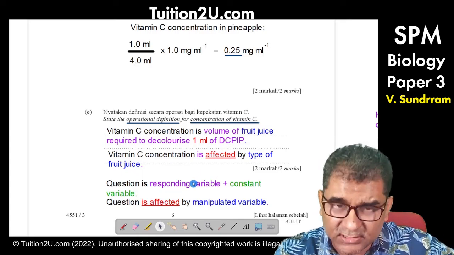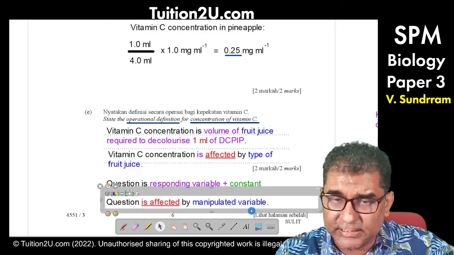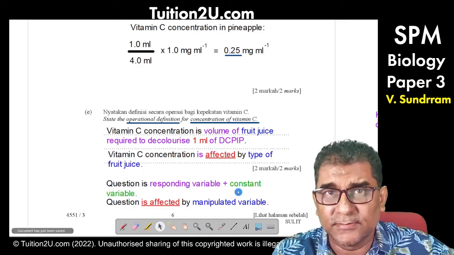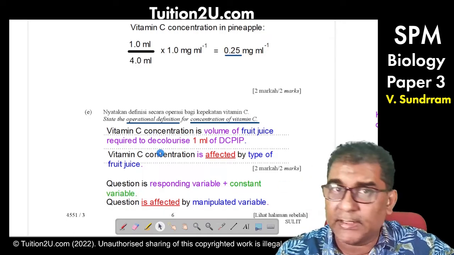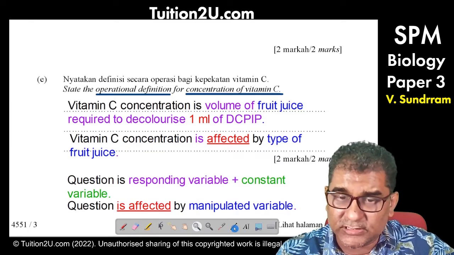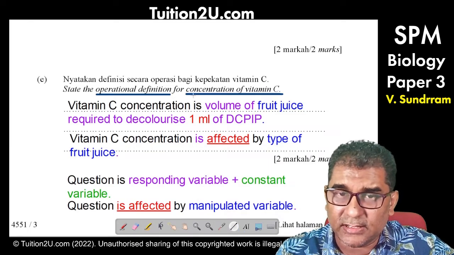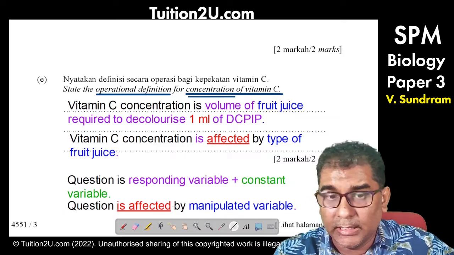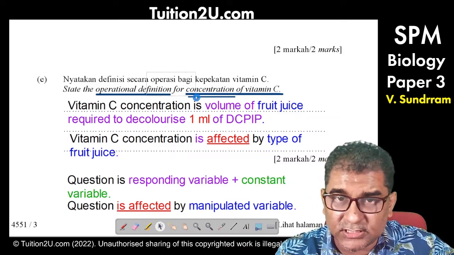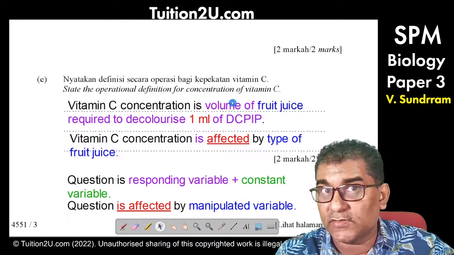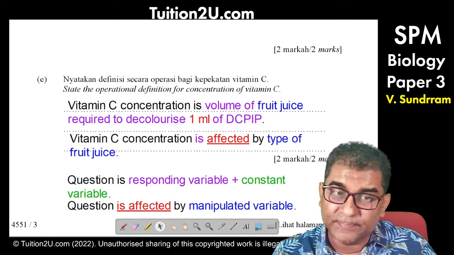The technique is responding, constant, manipulated. Make sure you have them in the answer, and that's basically it. So this will be my answer, but also read the question carefully. Like this question wants us to write a concentration of vitamin C. Because they ask for concentration of vitamin C, we write this answer.